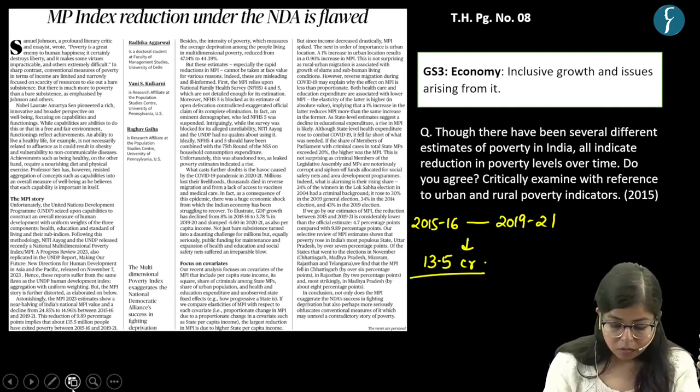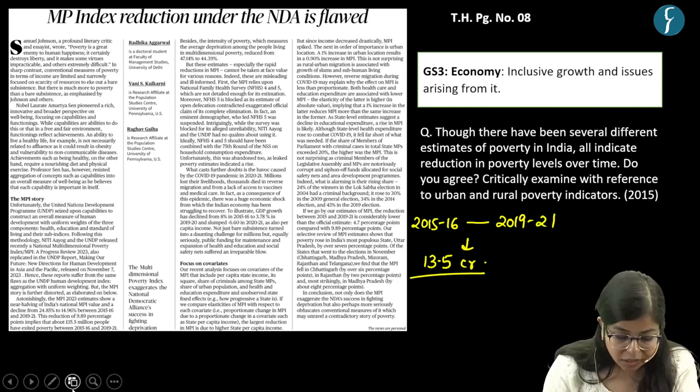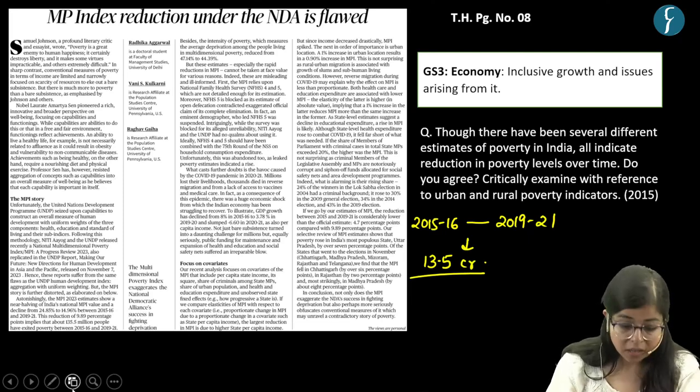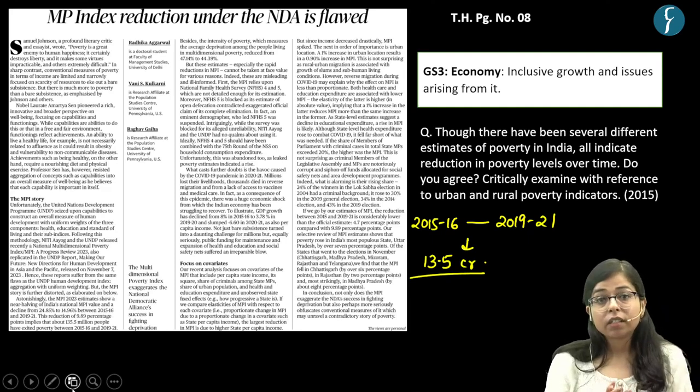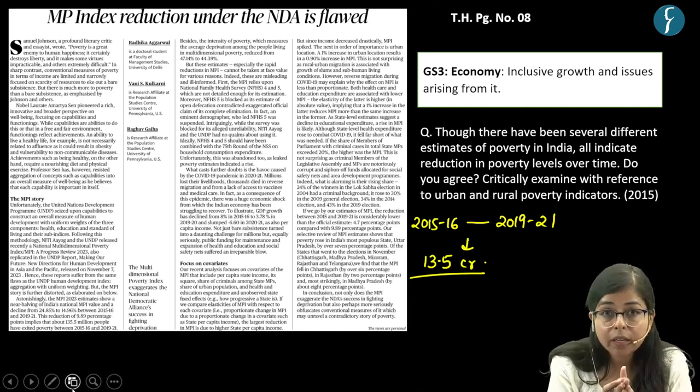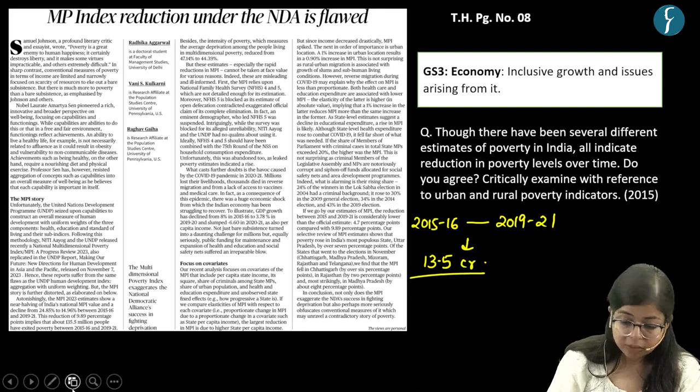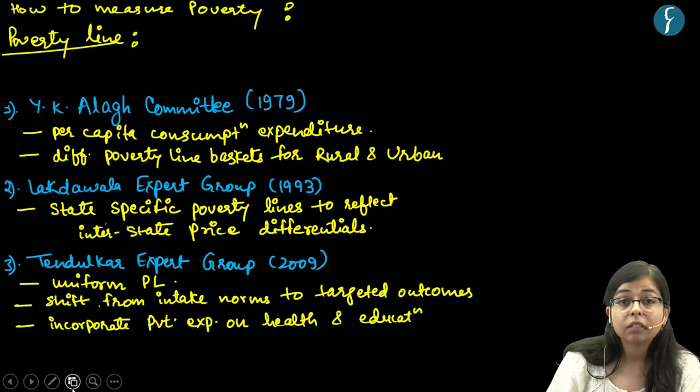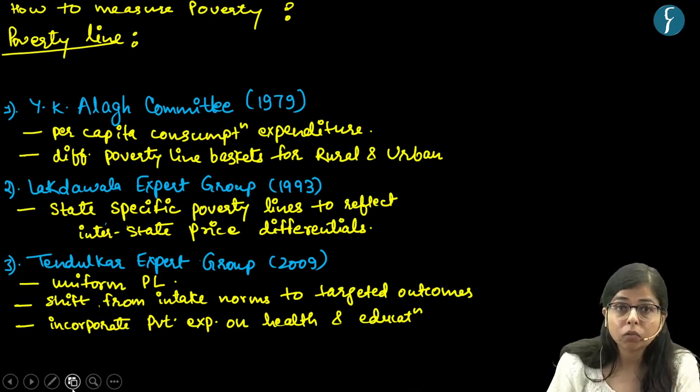Now, we were discussing our first mains discussion article, which appeared in the editorial section of The Hindu. In this article, we were discussing poverty, and we dealt with the types of poverty. I told you that there are two types of poverty, absolute poverty and relative poverty.